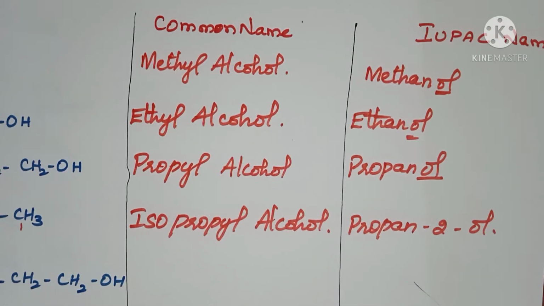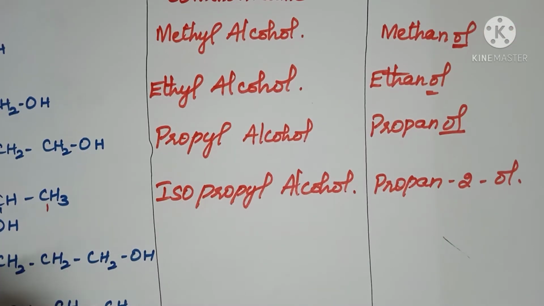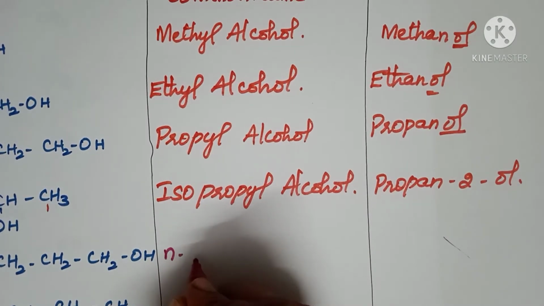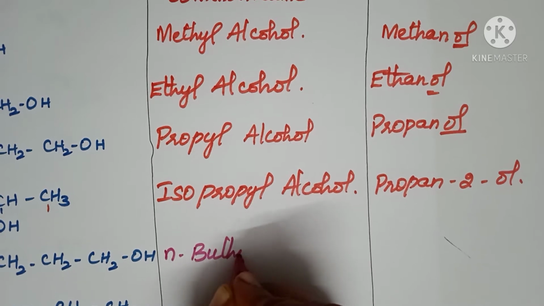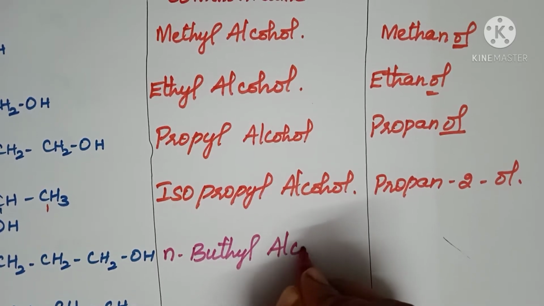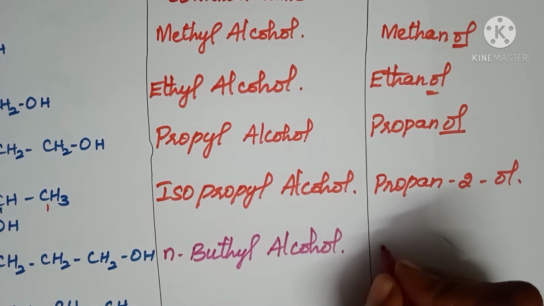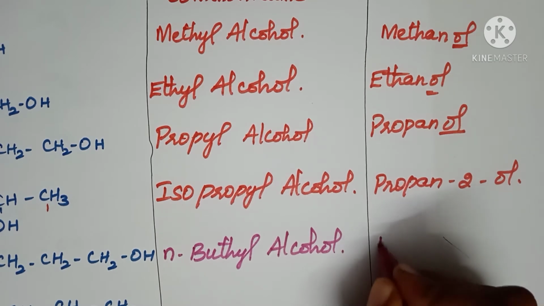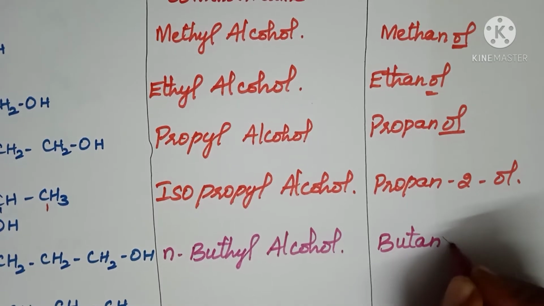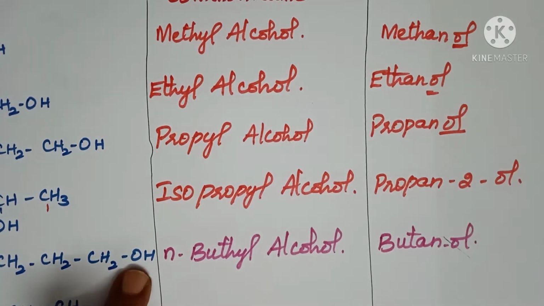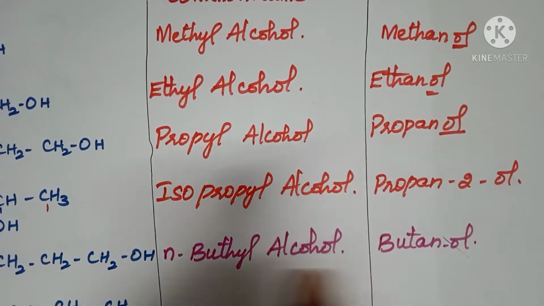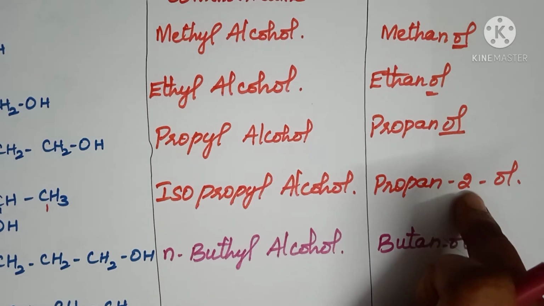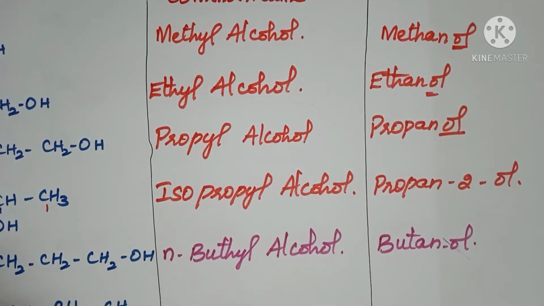Next one. Here 1, 2, 3, 4, butane. So here also N can be put: N-butyl alcohol. Now here what can you write? Butanol, butane-1-ol, because it is always at the last carbon. Suppose it is in the middle, you have to number accordingly: 2-ol, 3-ol, like that. Okay, now next one.